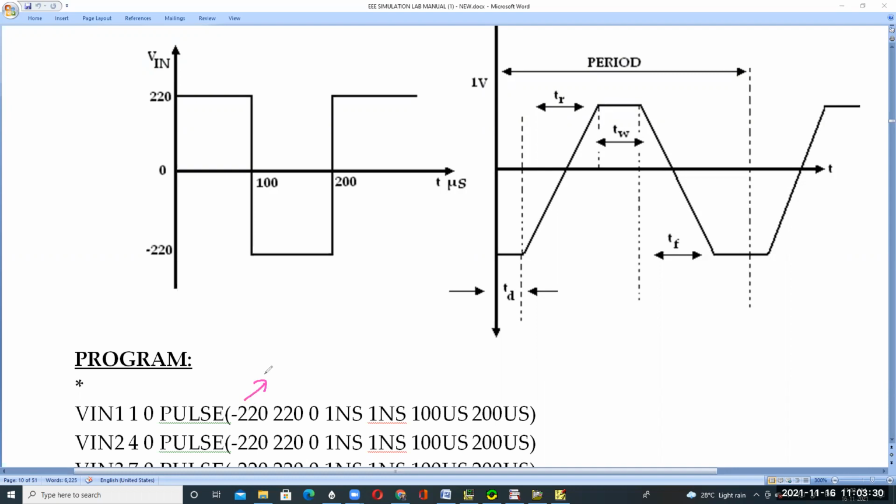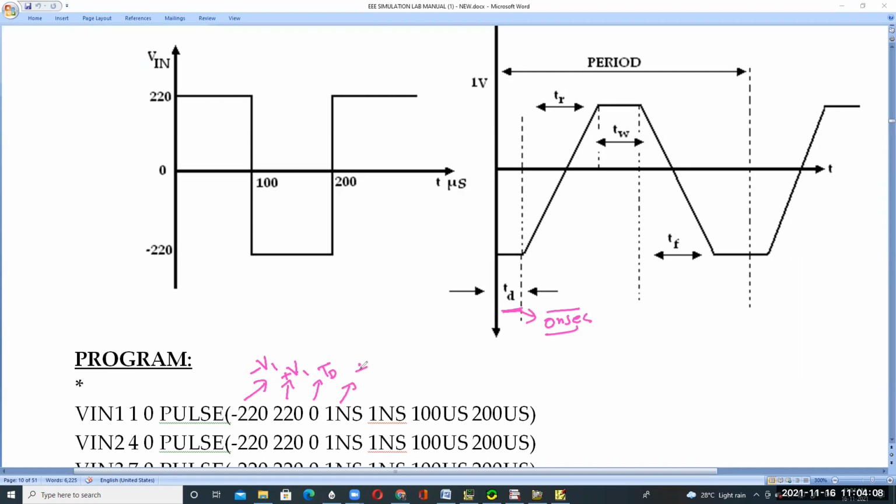This is minus V1, or plus V1. So negative peak, positive peak, and this time is called delay time. This time is 0 nanoseconds, the delay time, and then this is called the rise time.